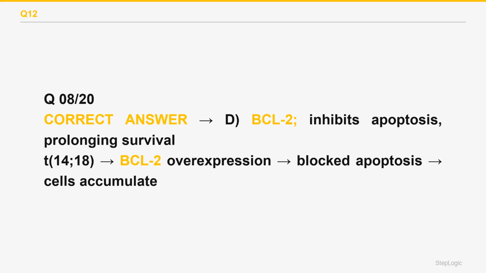The clinical hallmark is indolent, painless, waxing and waning lymphadenopathy over months to years. Follicular lymphoma can transform into aggressive diffuse large B-cell lymphoma.